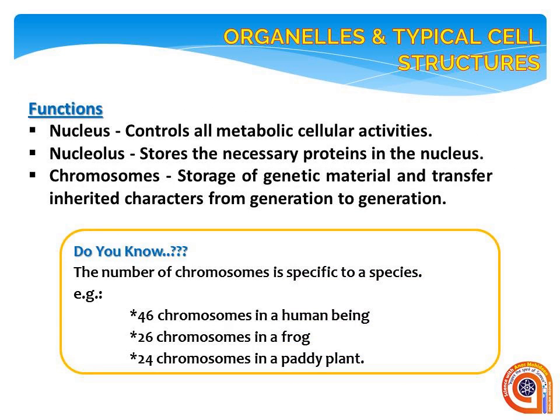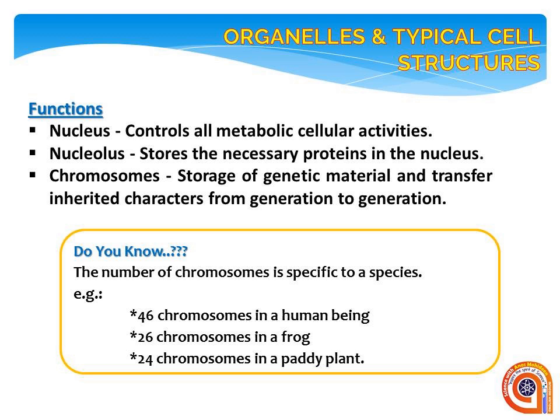The nucleus controls all metabolic cellular activities. The nucleolus stores the necessary proteins in the nucleus, the types of protein needed for these functions. Chromosomes store genetic material and transfer inherited characteristics from generation to generation. These will be stored in chromosomes, and DNA is the major part. And do you know, the number of chromosomes is specific to a species.